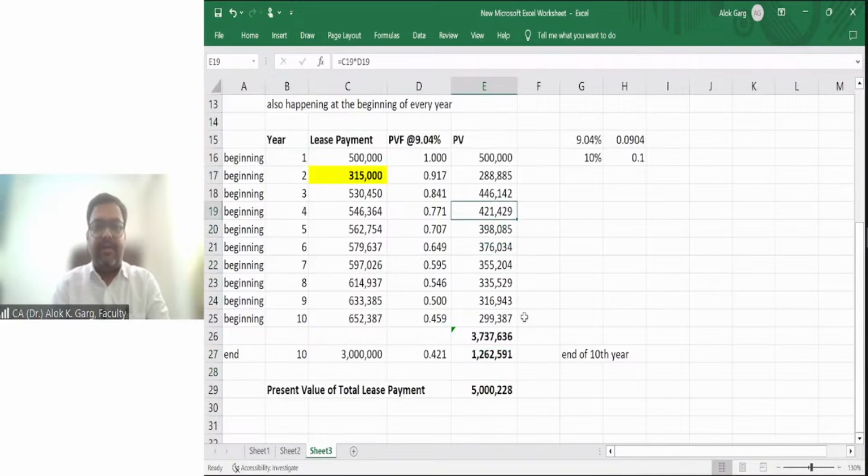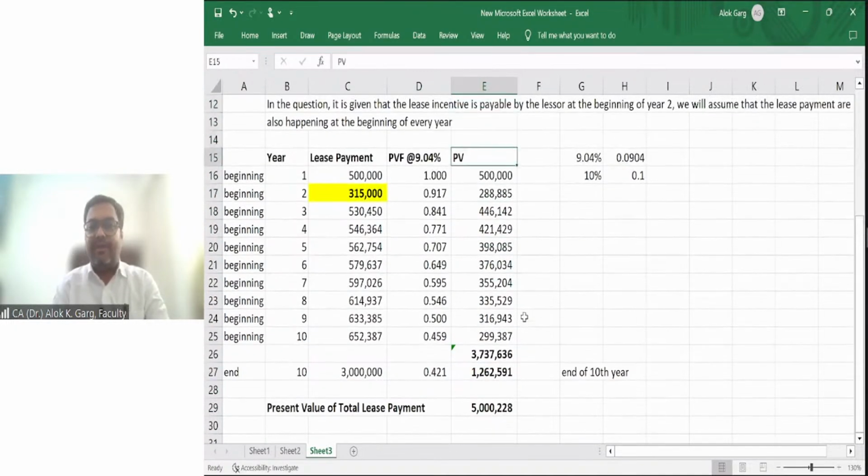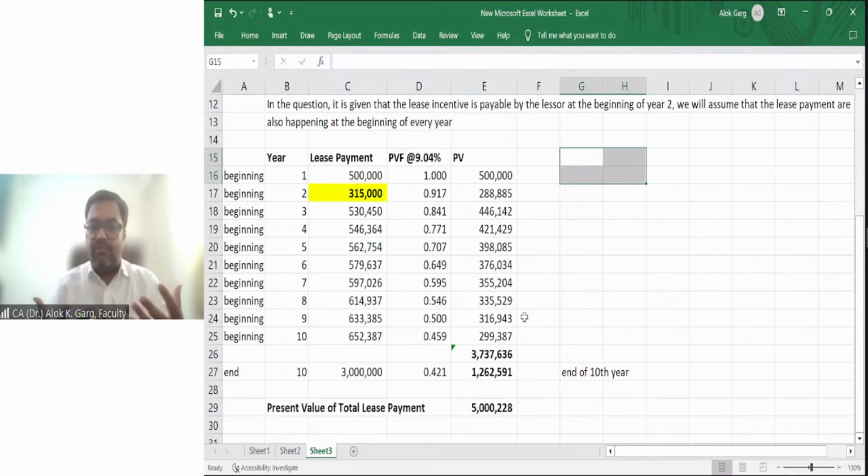Friends, do you have any question about how I have solved this question, how I have computed the right of use asset, how I have computed my lease liability, right? Do you have any question, any doubt here?